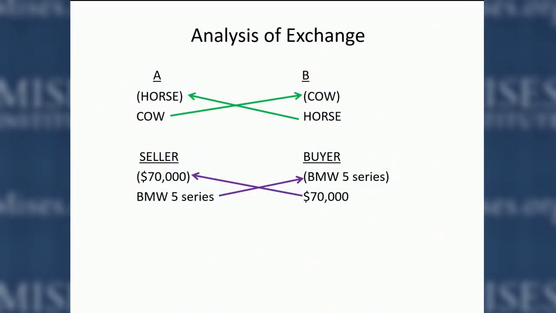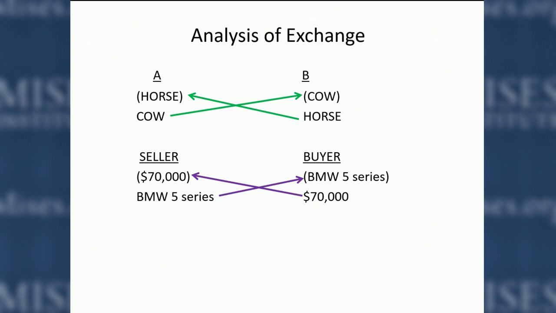So now let's look at Menger's analysis of exchange. That was the last, now bringing in someone in addition to Robinson Crusoe. So he used a simple example. The animals that are in parentheses are the ones that the individual A and B do not possess. The ones that are not in parentheses are the ones they possess.